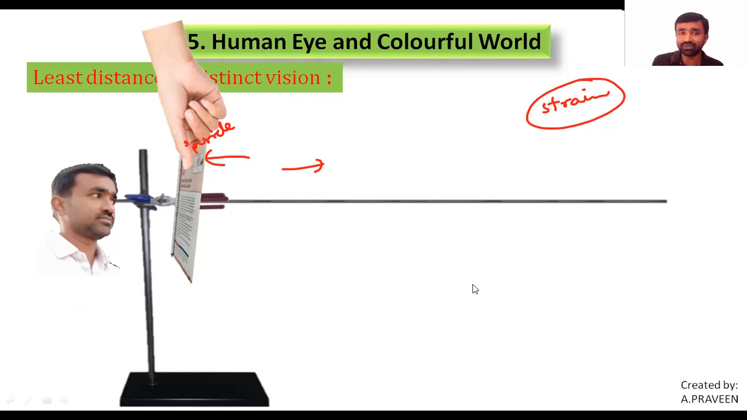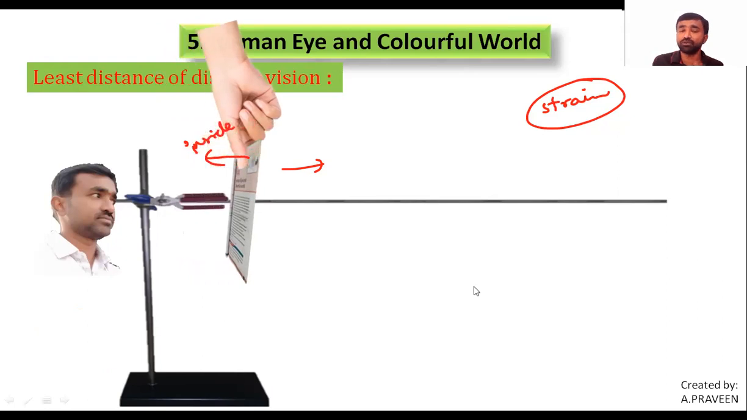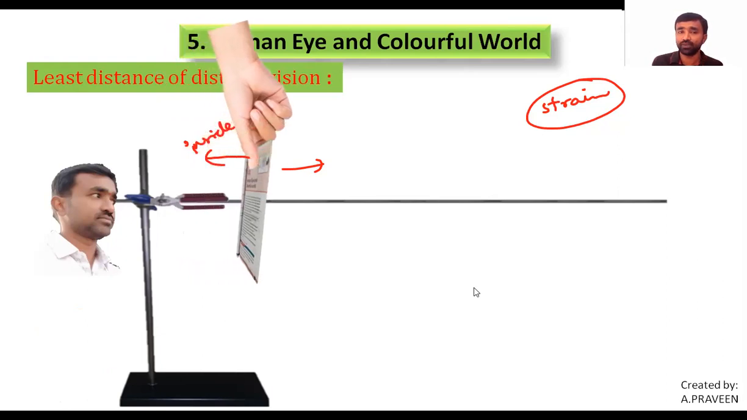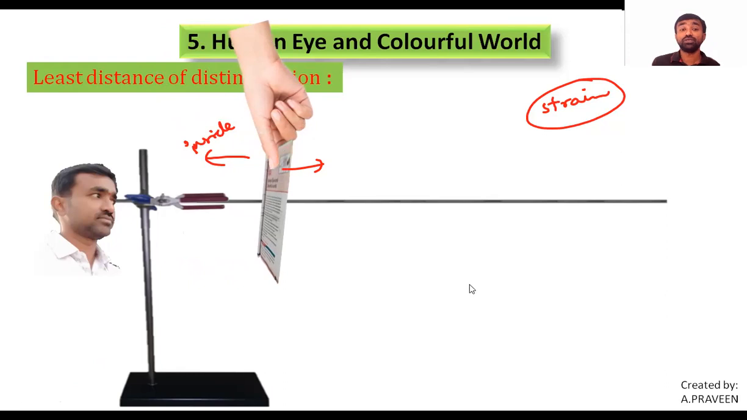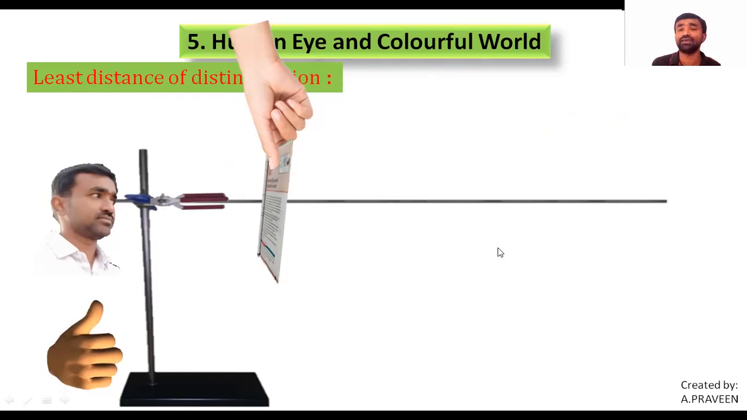So I'm moving the text away from me. That book moved away from me. Maybe it is visible or not. No, somewhat strain is there. So I can move somewhat further away. This may give you clear visibility and also no strain on your eyes. This you need to observe in this activity. So here, no strain and the text is visible clearly.